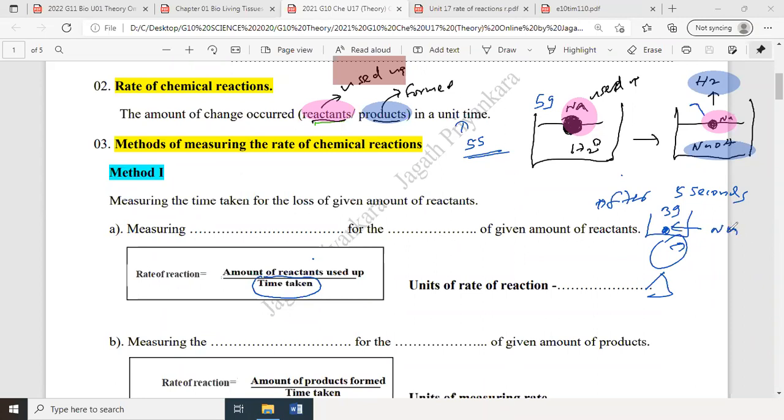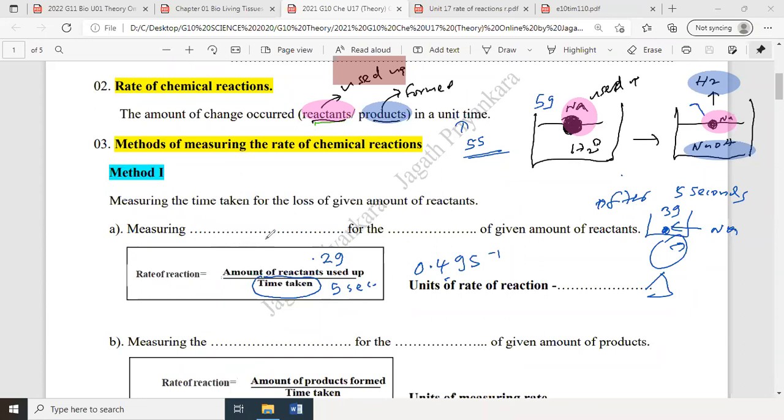Electronic balance, not a normal balance. Pan balance also not going well. Then time taken is 5 seconds. Reactants used up 2 grams. Then what is the rate? 2 grams per second. Sorry, 0.4. 2 divided by 5 will be 0.4. This is how you find the rate. Amount of reactant, sodium, 2 grams used up. Time taken for that 5 seconds.